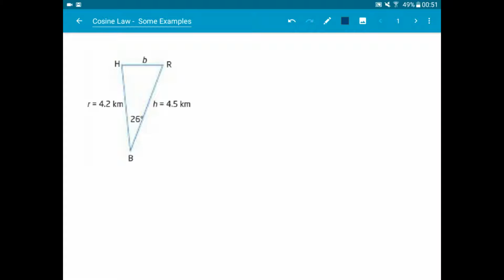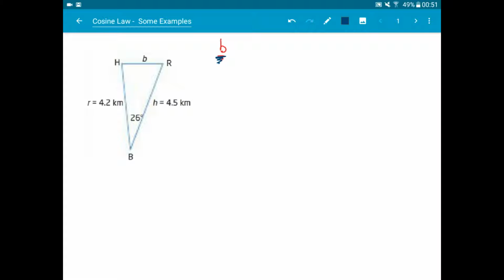So remember, sine law you can always use when you have a matching side and angle. We know side h, we would need to know angle h, which we don't. We know side r, we would need to know angle r, which we don't. We have angle b, but we don't know side b. So that means that sine law is out. What we're looking for is side b, and in order to find side b, we need to use cosine law then. That's our only choice.